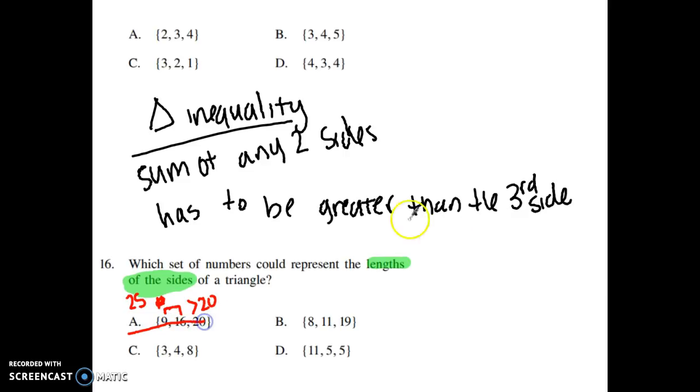So we lucked out and found that A is our answer pretty quickly. These other ones wouldn't work because the sum of two sides, whichever two sides, has to be greater than the third side. So luckily 16 was pretty easy to find.